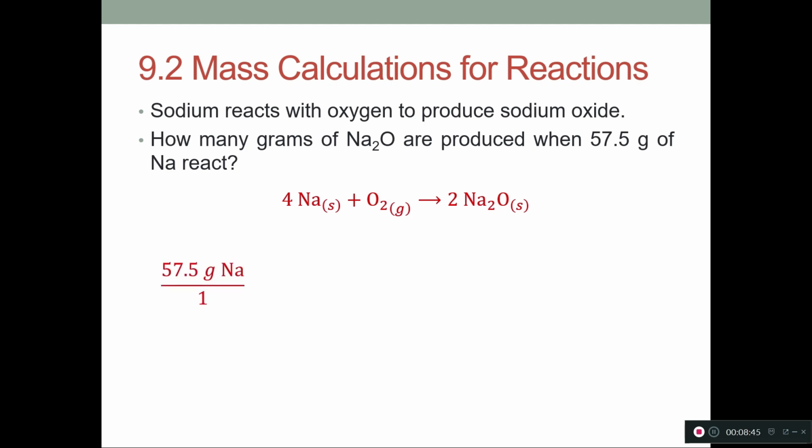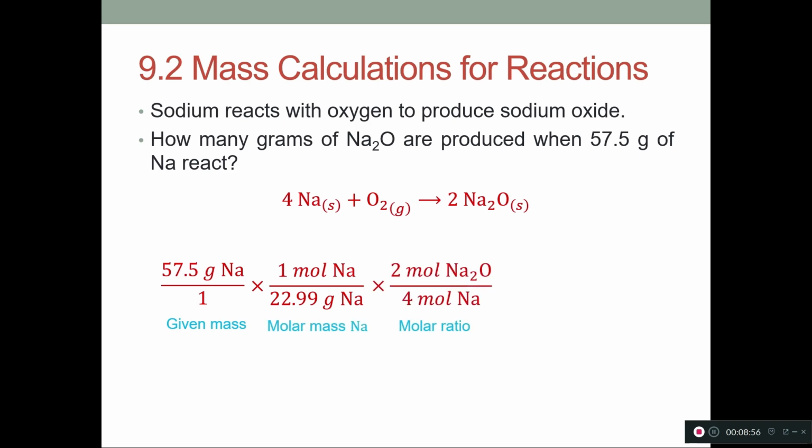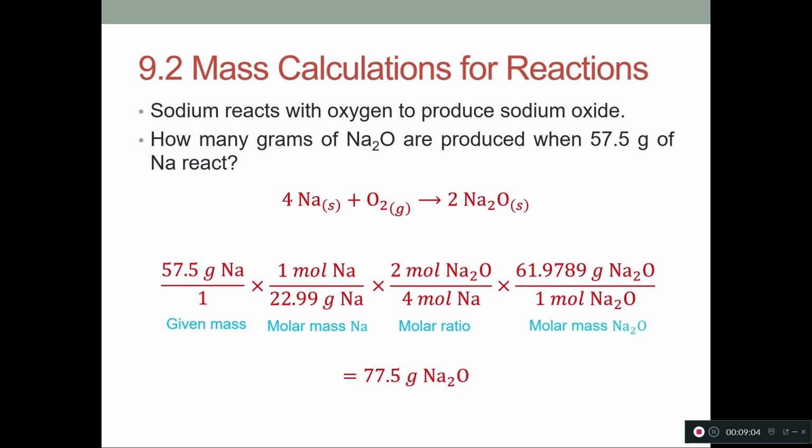So this is our given mass here. This is our mass of A essentially. Then we want to use the molar mass of sodium here. Then we use our mole to mole ratio of sodium to sodium oxide. Then we use the molar mass of the sodium oxide. And we see that this will give us 77.5 grams of the sodium oxide. So what this is telling us is that if we react 57.5 grams of the sodium with an excess amount of oxygen, that we will end up making 77.5 grams of the sodium oxide.